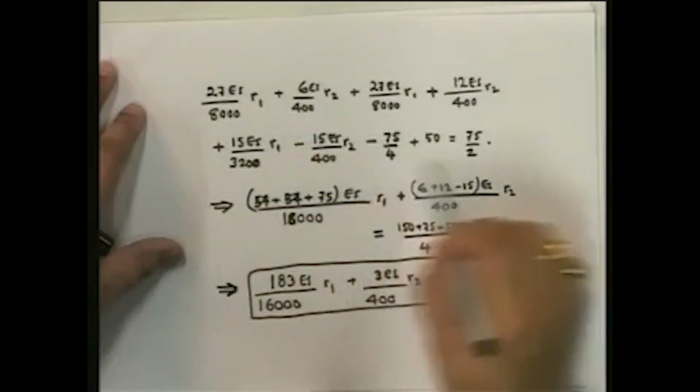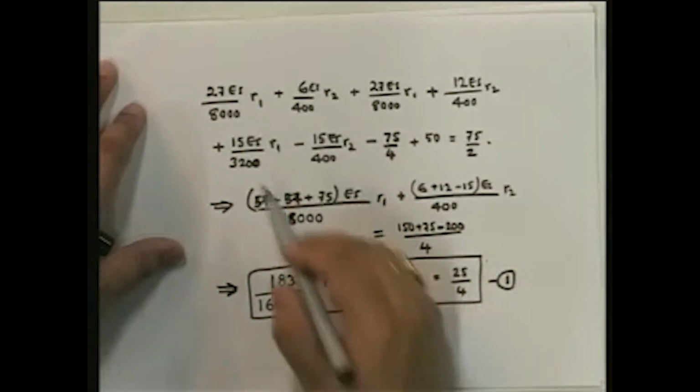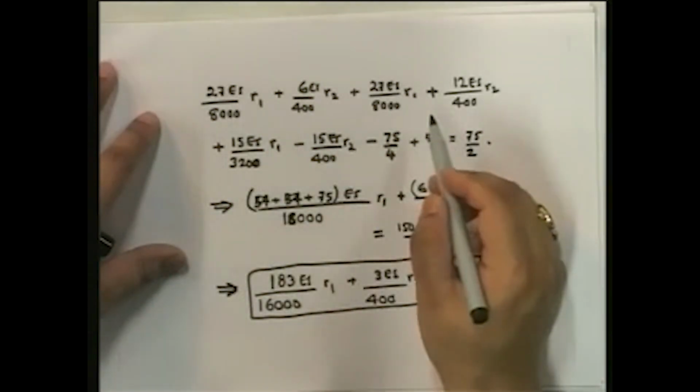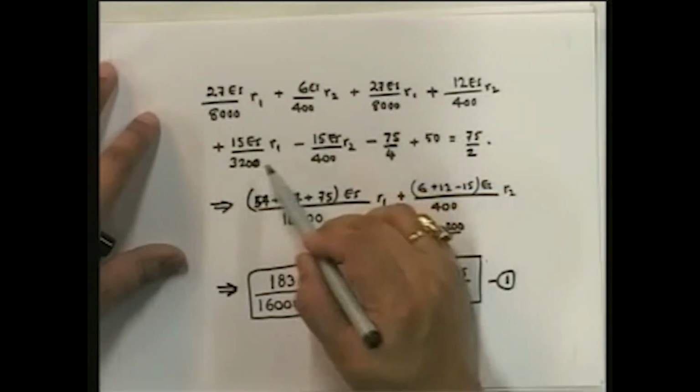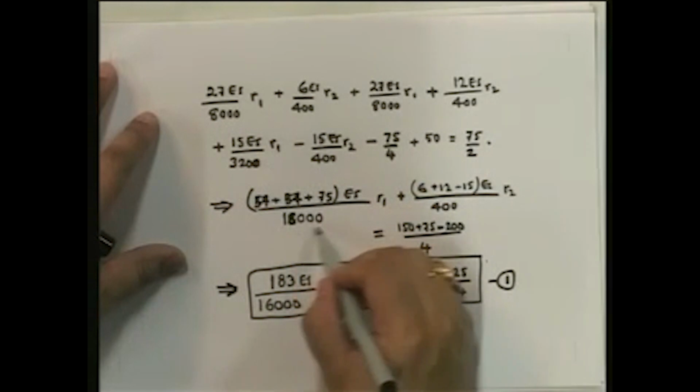So this is my equation, and if I plug in these, if you look at it, this is 8,000, 8,000 and 3,200, so the LCM is 16,000.